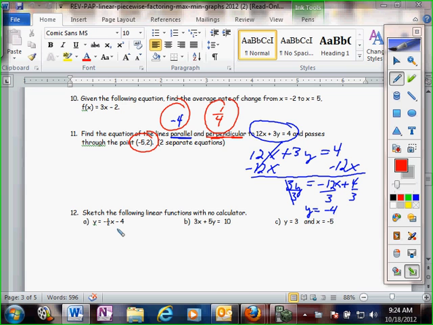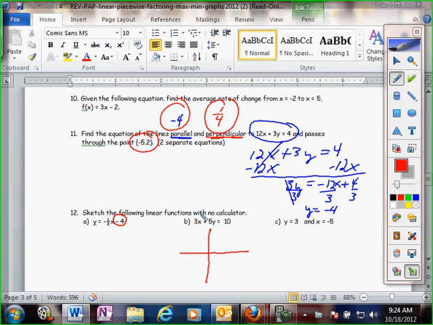Number 12 says sketch the following linear functions with no calculator. If I give you a problem like this on a test, I'll give you a graph. Start at the y-intercept, count your slope, negative 1 over 2. That shouldn't be too hard. Here, this is in standard form. I'll show you a really quick, very easy way to do this.